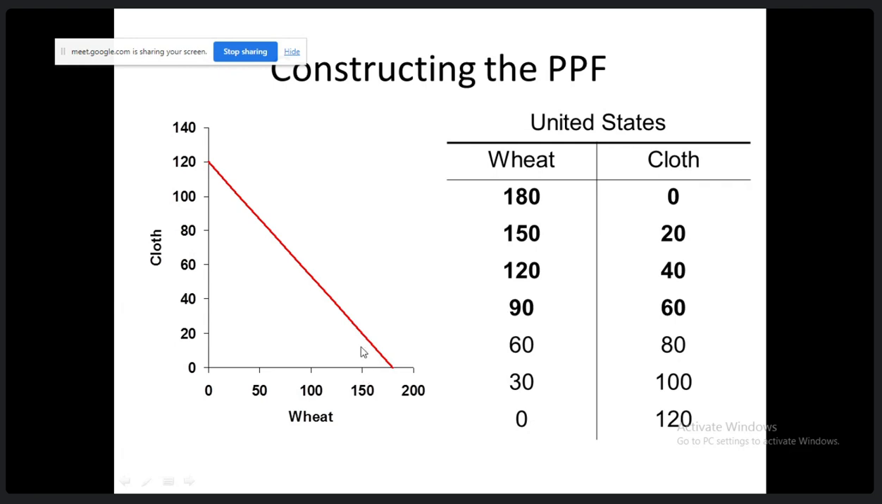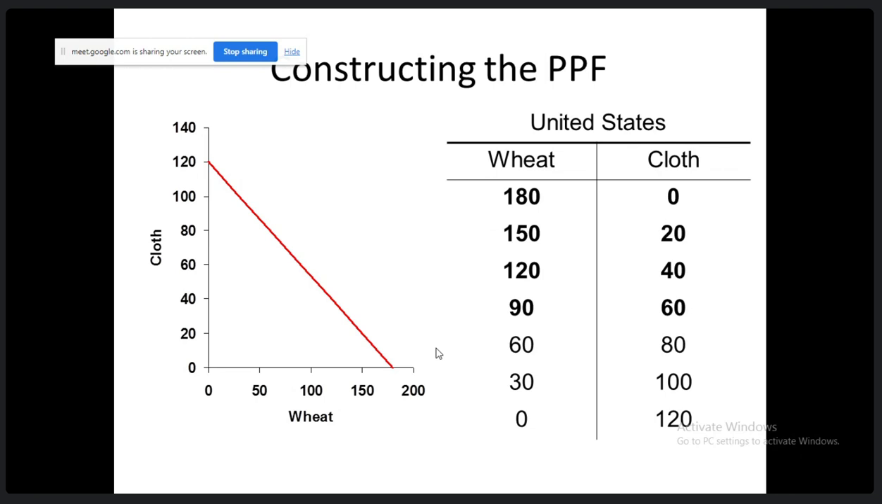Each point on this curve gives us a combination of wheat and cloth that US can produce. So if it is producing 150 wheat, it can produce 20 cloth. So at this point, it is 150 and 20. Similarly, at this point, it is 120 and 40. It is 90 and 60 at this point, 60 and 80 at this point, and 30 and 100 at this point, and 0 and 120 at this point. So all points on the production possibility frontier give various combinations of wheat and cloth.